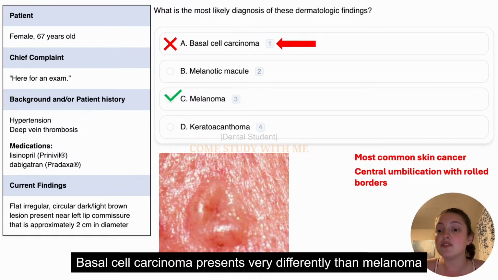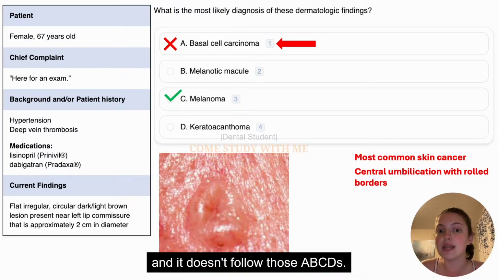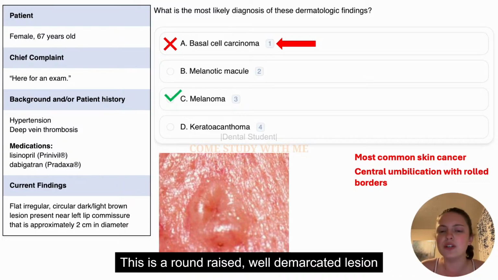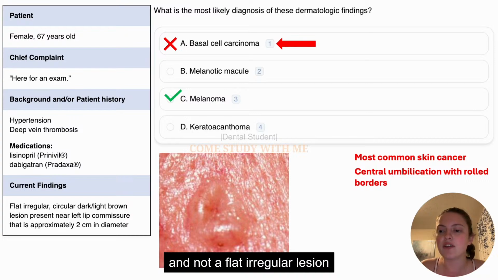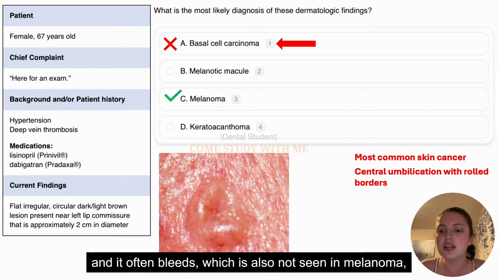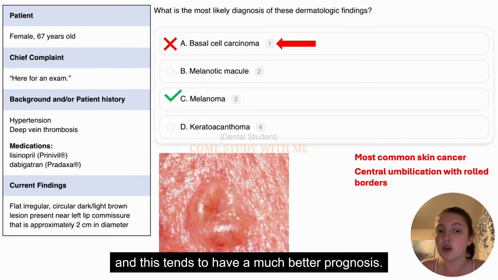Basal cell carcinoma presents very differently than melanoma, and it doesn't follow those ABCDEs. This is a round, raised, well-demarcated lesion and not a flat, irregular lesion that's non-homogeneous in color. This has a central umbilication, and it often bleeds, which is also not seen in melanoma, and this tends to have a much better prognosis.